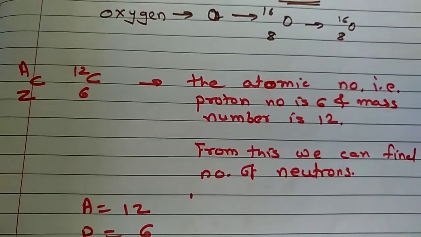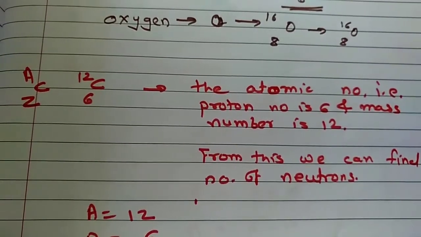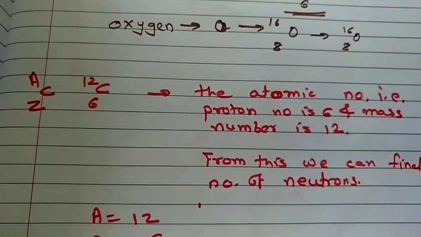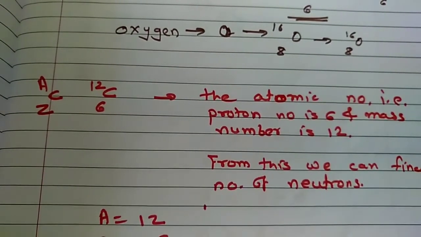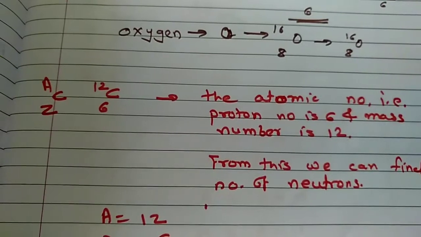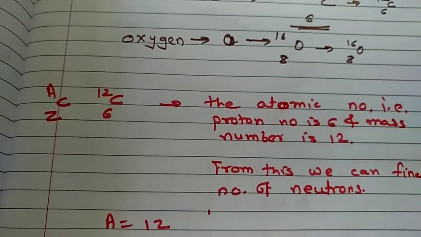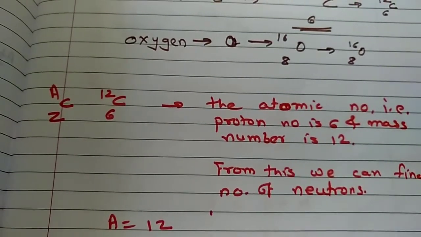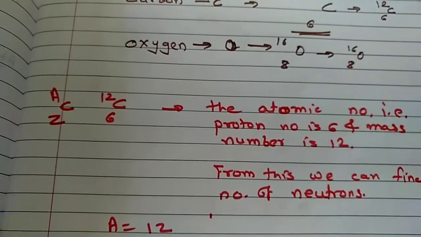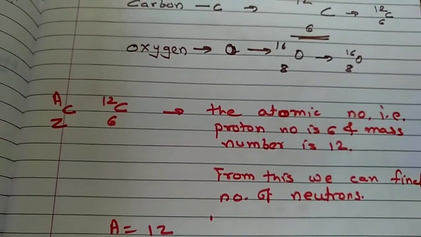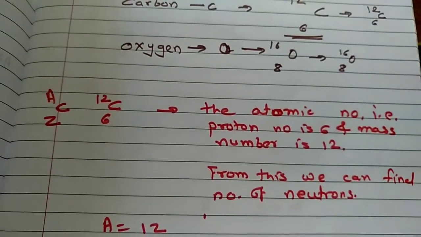See, from carbon we will find neutron. How to read the convention? C 12, 6. What is this 12? Atomic mass, and 6 is atomic number. What is atomic number? Atomic number means number of protons. So how many protons are present in carbon atom? 6 protons. And atomic mass of carbon atom is 12.